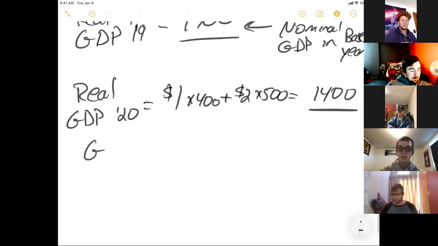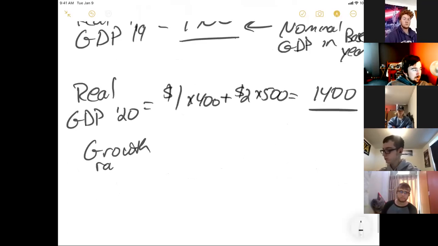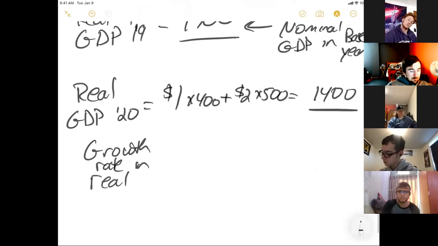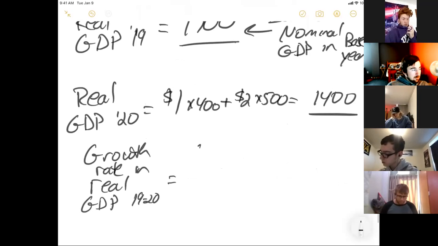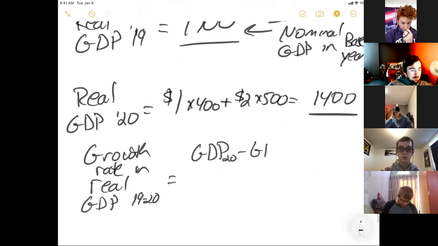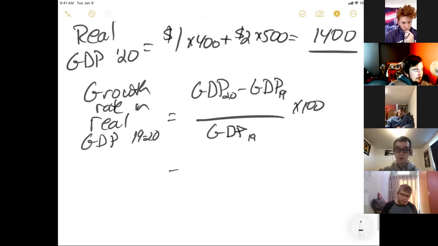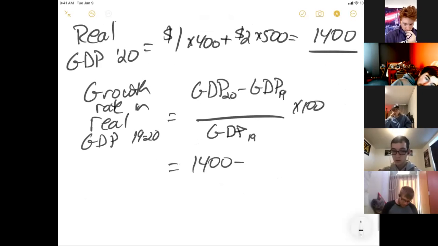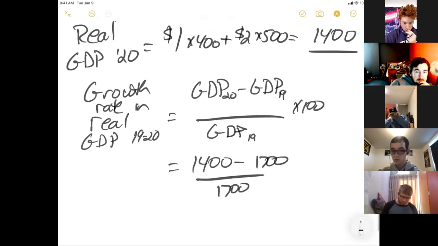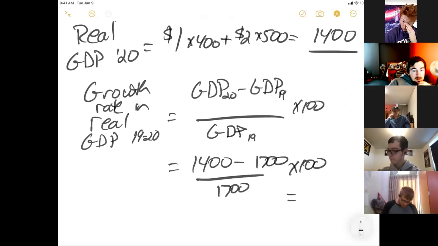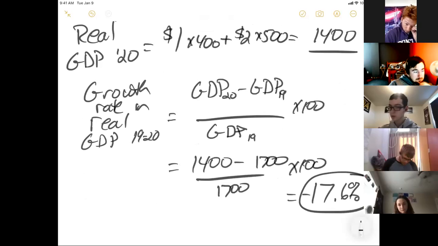And in fact, what happens if we calculate the growth rate in real GDP between 19 and 20? Well, we take GDP in 20 minus GDP in 19, divided by GDP in 19, multiplied by 100. So this is 1,400 minus 1,700, divided by 1,700, times 100. If you break out your calculators, what you should get is negative 17.6%.